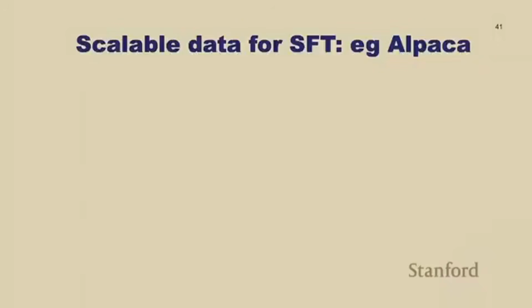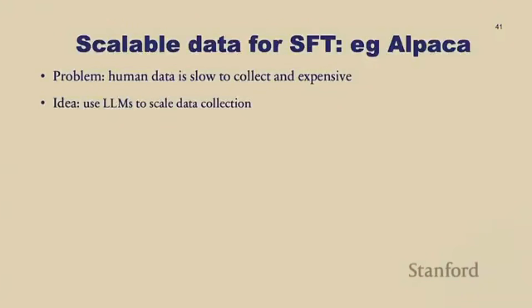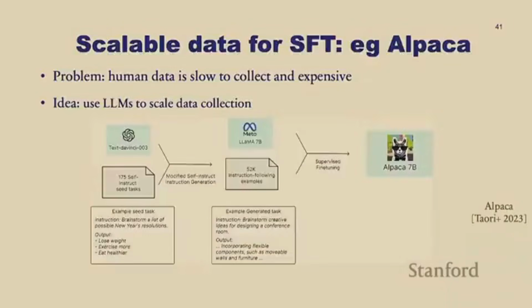So the problem with human data is that it's very slow to collect and very expensive. So one possible simple idea is to use LLMs to scale data collection. So that's exactly what we did with Alpaca 1 year ago.